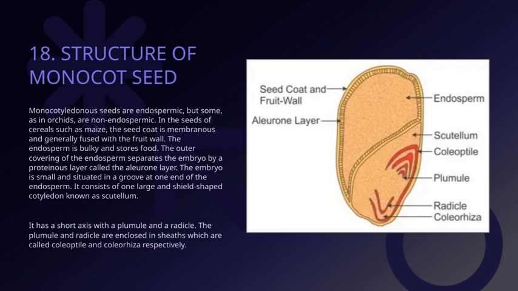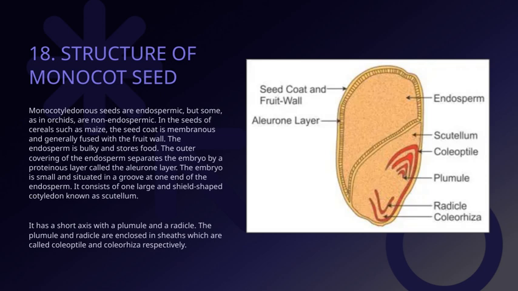The endosperm itself is quite bulky and acts as the main food reserve for the developing embryo. Surrounding the endosperm is a proteinaceous layer called the aleurone layer, which plays a key role during germination by breaking down stored nutrients. The embryo itself is small and tucked into a groove at one end of the endosperm, with a large, shield-shaped cotyledon known as the scutellum. This structure is crucial for absorbing nutrients from the endosperm and supporting seedling growth.